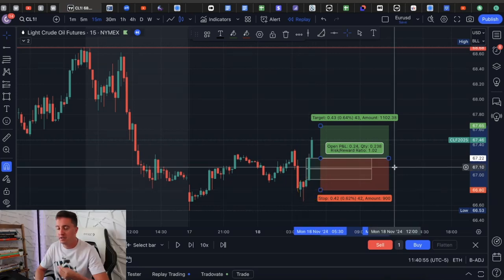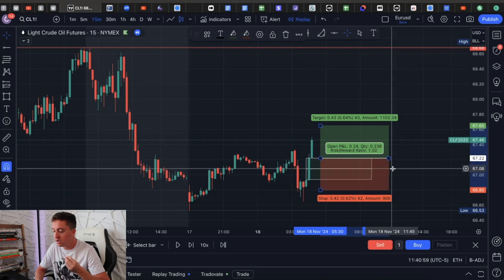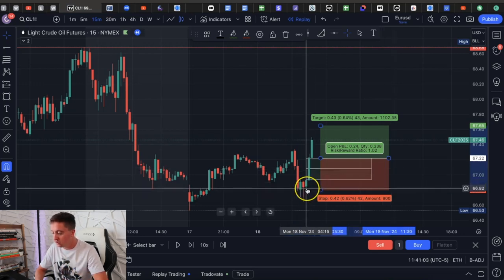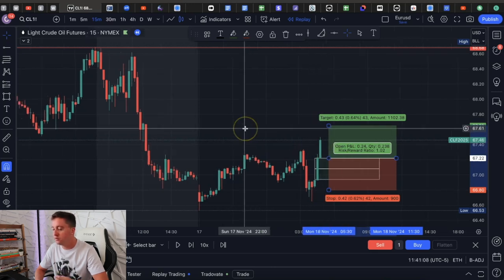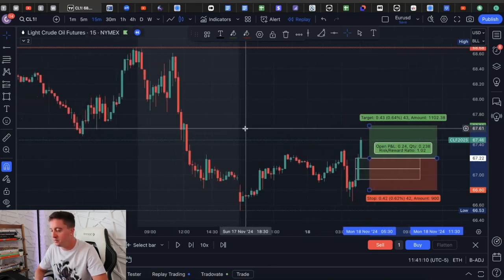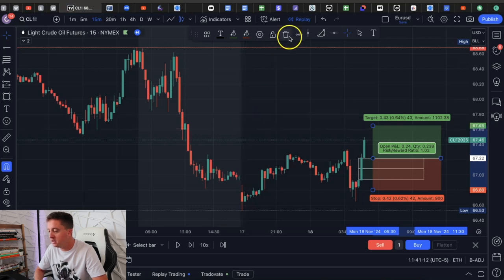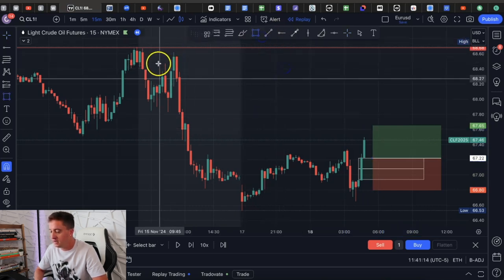And ladies and gentlemen, this is going to be the same for every single trade. Your stop loss is always going to be below the first candle of the fair value gap for a bullish fair value gap, and then above the first candle for a bearish fair value gap. So let's go and find a bearish fair value gap real quick so you guys can see. So we do have one right in here.